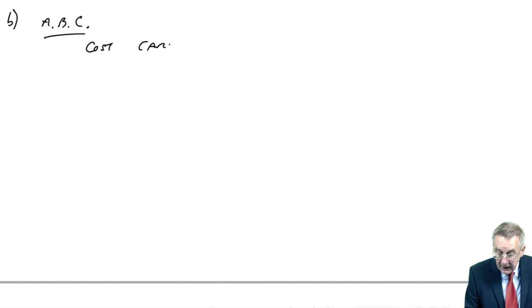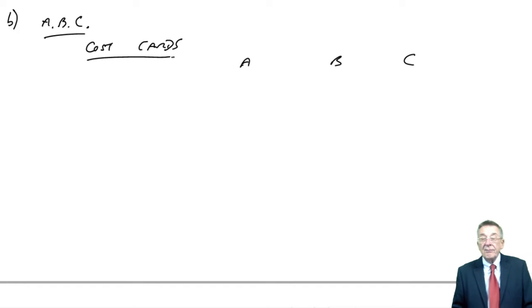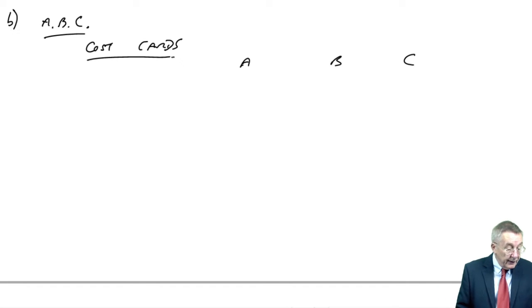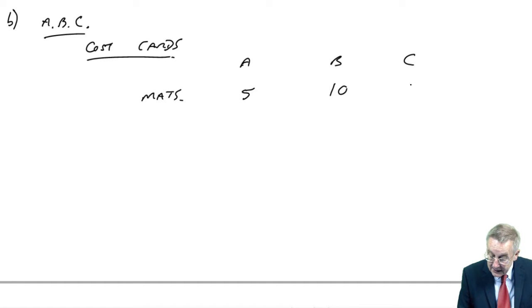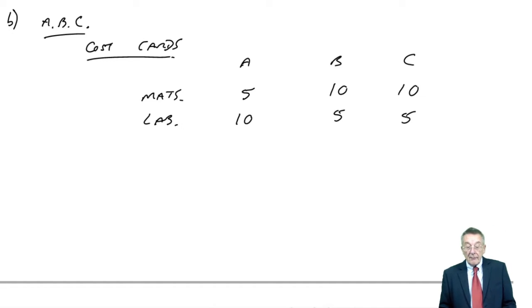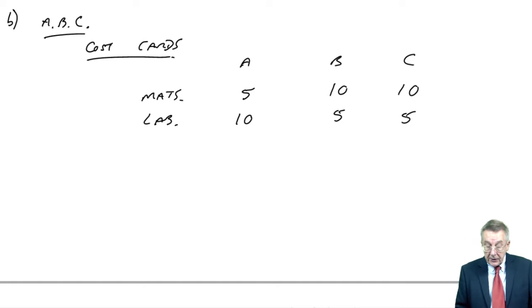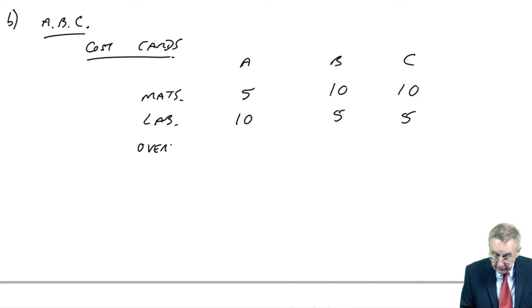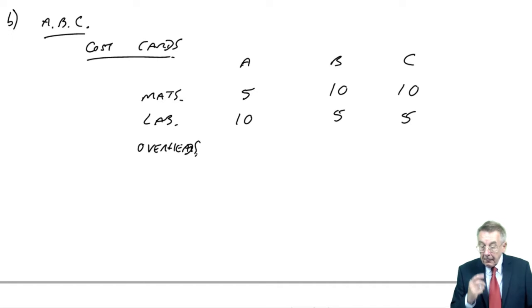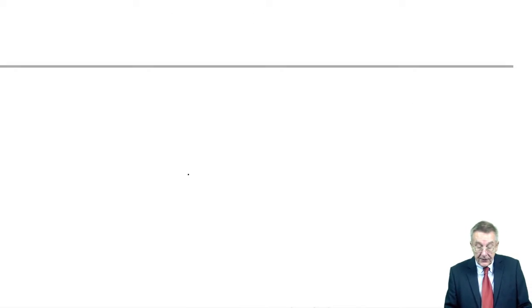Again, we want to end up with cost cards, A, B, C. And it starts off exactly as before, in that there's no argument. The materials per unit are 5, 10 and 10. The labour per unit, again, 2 hours at $5 at 10, then 1 hour at 5 and 5. It's the overheads where we're going to deal with them differently. And so again, let me do workings, and then I'll come back and finish off the cost cards.